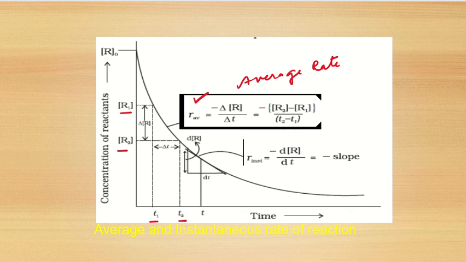Now, if on this curve you take a particular point of time and draw a tangent, and correspondingly take time and concentration and then take dR by dt, that slope will give you the instantaneous rate. That means it is at a particular instant that the rate is calculated. This is the difference between average rate and instantaneous rate.